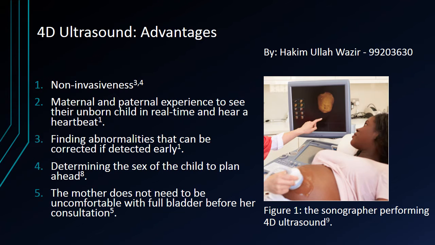Number 4. The sex of the baby can be determined during the second trimester, between 18 to 22 weeks. Within this period, the fear of miscarriage has passed.